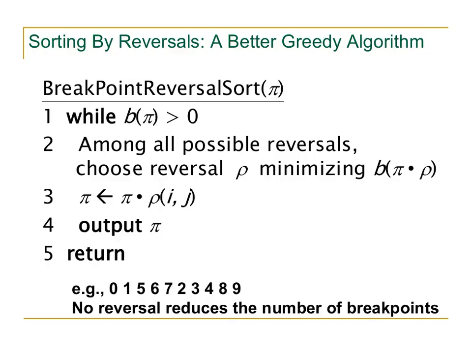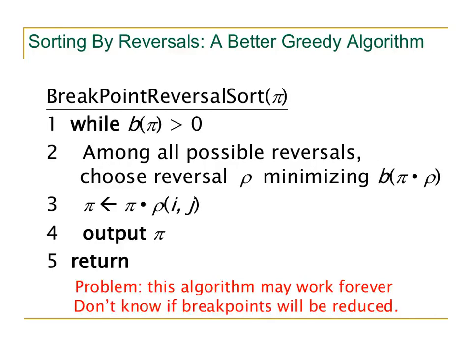Take the example on screen, 0 1 5 6 7 2 3 4 8 9. Here you'll notice that no single reversal can reduce the breakpoint count, which highlights a potential pitfall of relying solely on this greedy strategy.